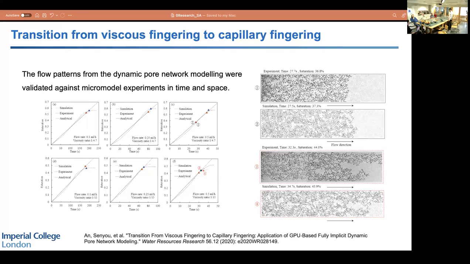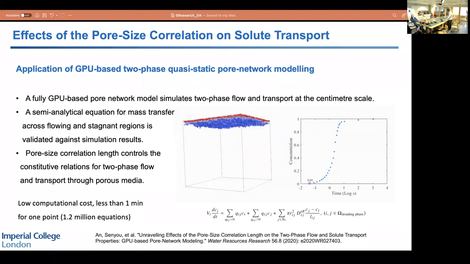For this model, before we do that, we also did one validation with the experiment. This one is from one of my colleagues, Hamid, and we compared with them for two flow rates, and you can see both the time and the space distribution are comparable.